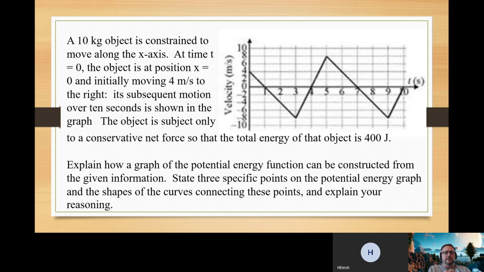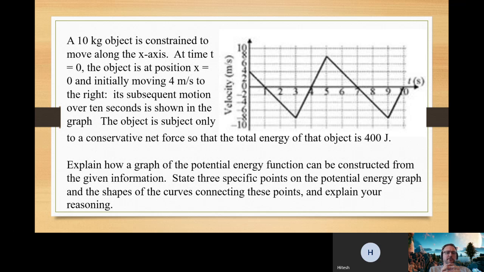A 10-kilogram object is constrained to move along the x-axis. At time t equals 0, the object is at position x equals 0, and that's going to be important, that you realize that position is x equals 0. We'll get to that in a second. Initially it is moving 4 meters per second to the right.